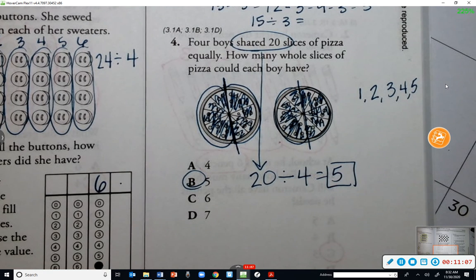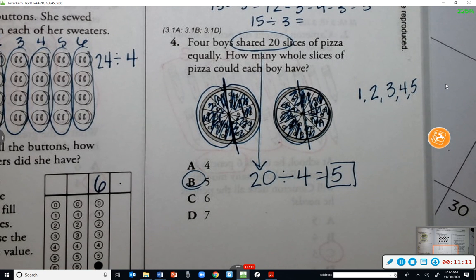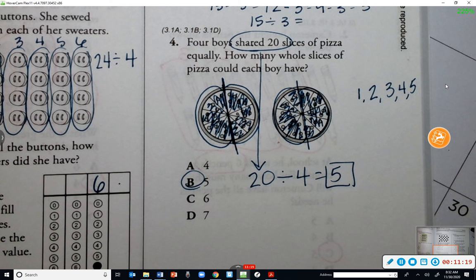Either way would work. Okay? Kelsey? I did an array. I did 20 divided by 4. And I did an array and I got the answer. Okay, good. You didn't even have to use the pizzas. You could have drawn an array like Kelsey did. That's totally fine. Okay? All right.